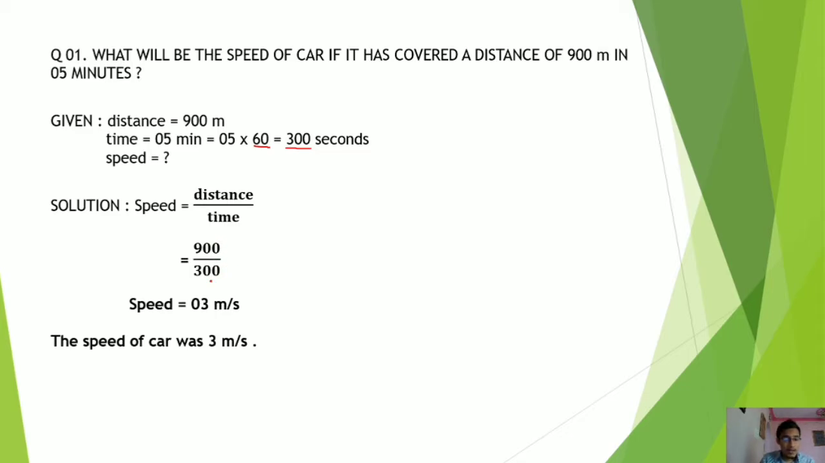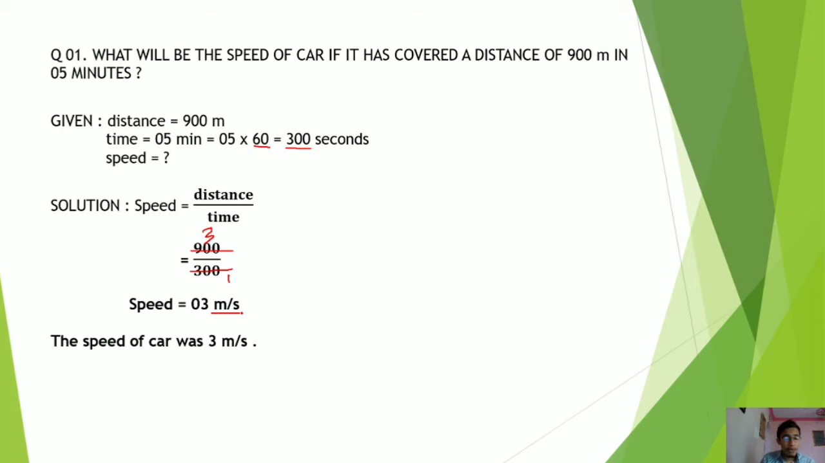Now a simple division has to be performed. These zeros get cancelled. We have 9 upon 3. 3 ones are 3 and 3 threes are 9. 300 ones are 300 and 300 threes are 900. So we get speed equal to 3 meter per second. The SI unit of speed is meter per second.